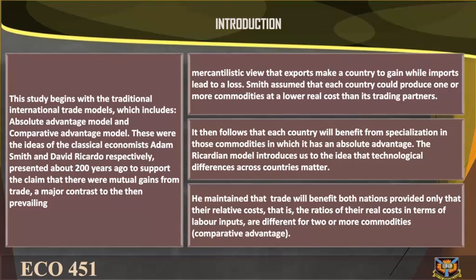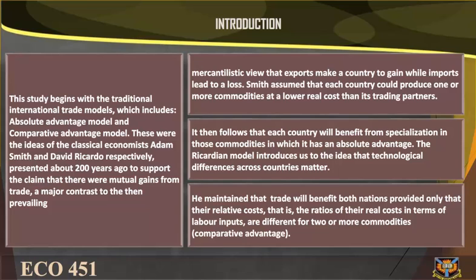Introduction. This study begins with the traditional international trade models, which include the absolute advantage model and the comparative advantage model. These were the ideas of the classical economists Adam Smith and David Ricardo respectively, presented about 200 years ago to support the claim that there were mutual gains from trade, a major contrast to the then prevailing mercantilistic view that exports make a country gain while imports lead to a loss.